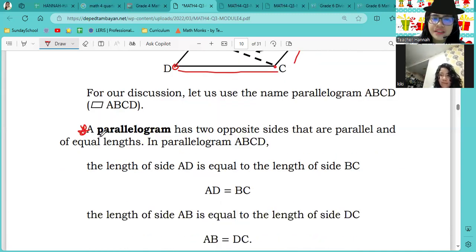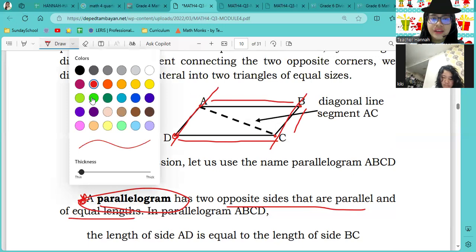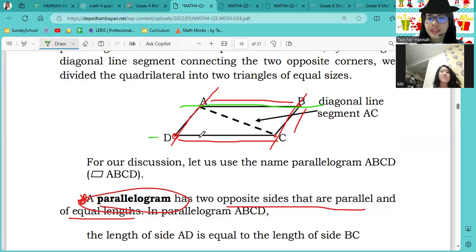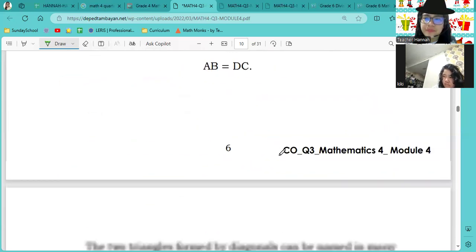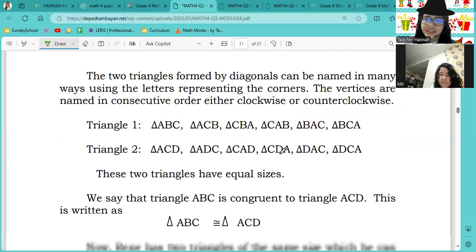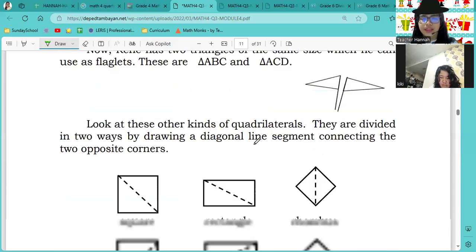A parallelogram has two opposite sides that are parallel and of equal length. This is equal to this one, and the other one is equal with this one. That is a parallelogram. Okay, Michaela? And then you have your triangle. So we draw triangle like this. Triangle A, B, C, however you want to write it.